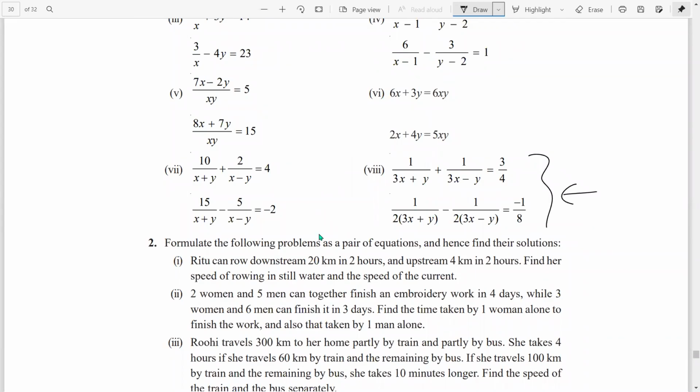Sir, I have doubt in exercise 3.5, sir. 3.5, sir. 3.5. Okay, I have started solving this. Let me finish this one and then we'll come to that. Okay.